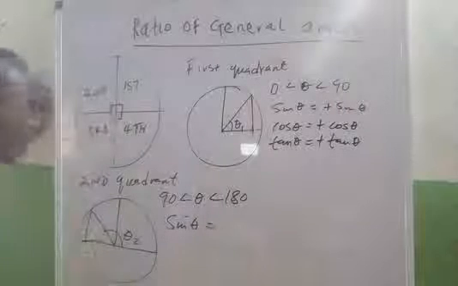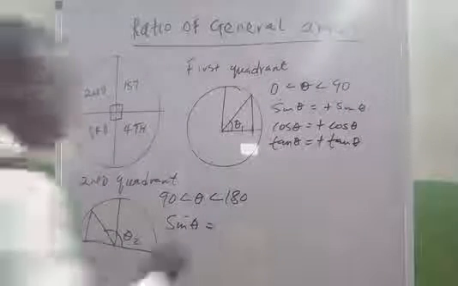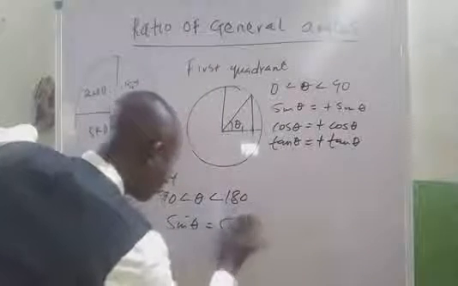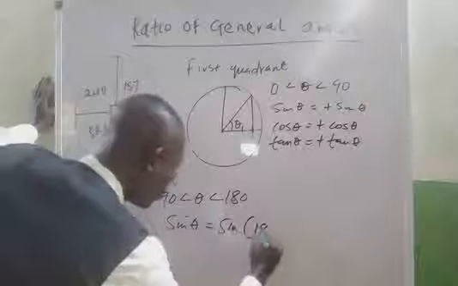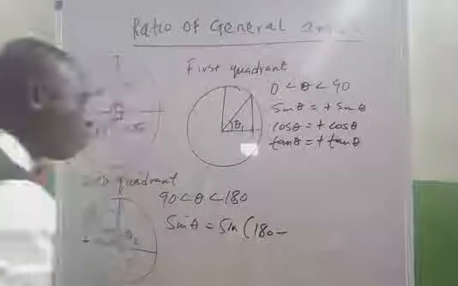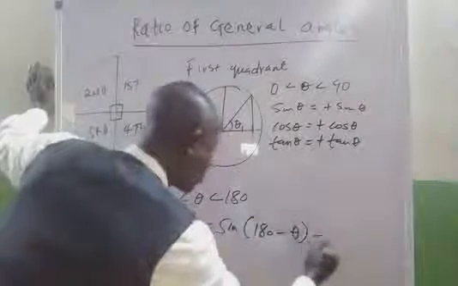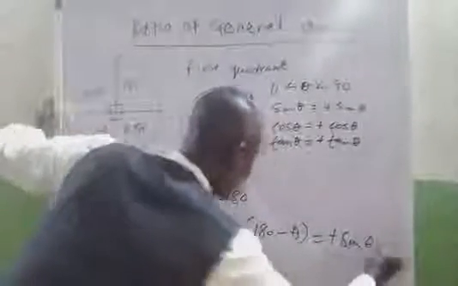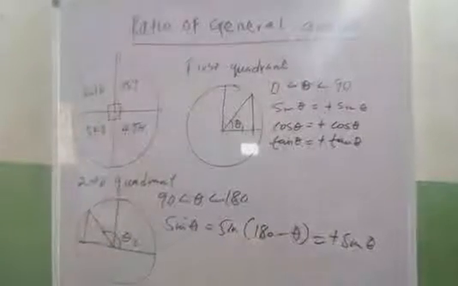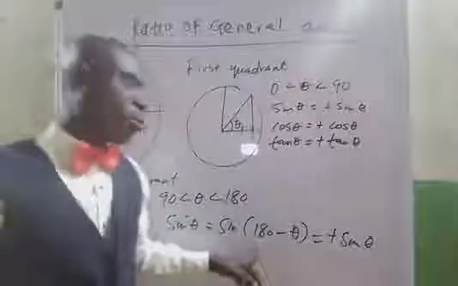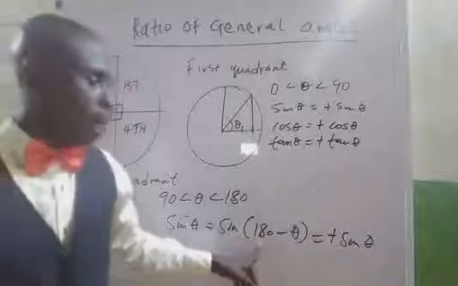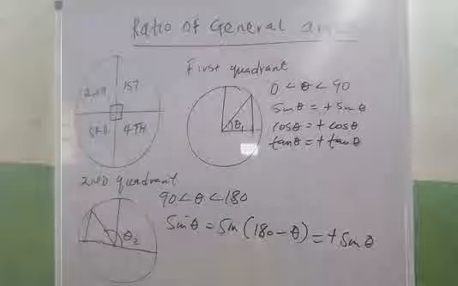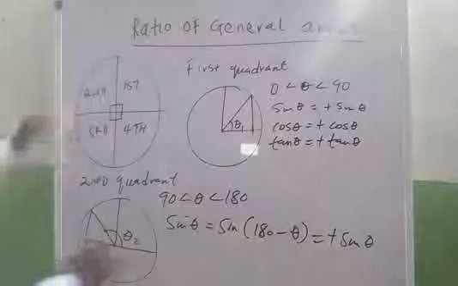Sine theta is equal to sine 180 minus theta, and it's the same thing as plus sine theta. So anything you have here, subtract from 180 and the result will also be positive. Subtract it from 180. Then you have your cos theta.